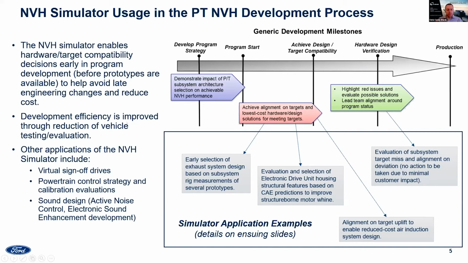There are other uses of the NVH simulator, which aren't discussed in detail in this presentation. So those would include virtual sign-off drives, where you have some models of competitive vehicles that you can drive back to back with your virtual prototype. You can evaluate various powertrain control strategy and calibration options. So for example, with a hybrid electric vehicle with CVT type transmission, you could evaluate different methods of controlling the engine speed and load and how that impacts the NVH.